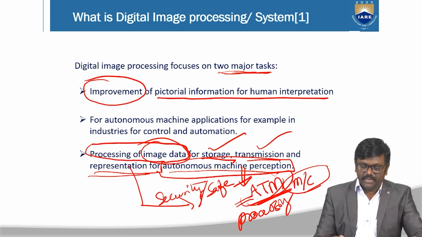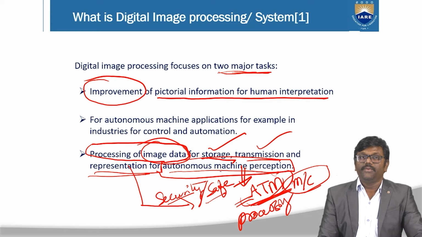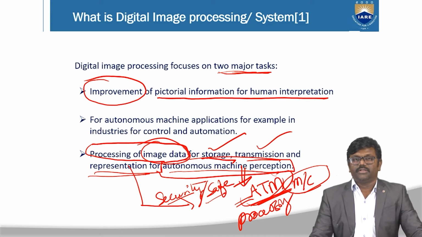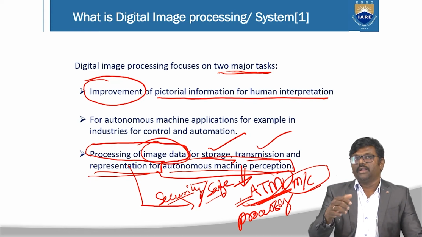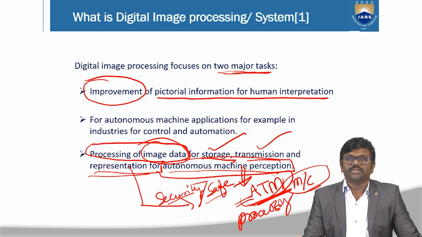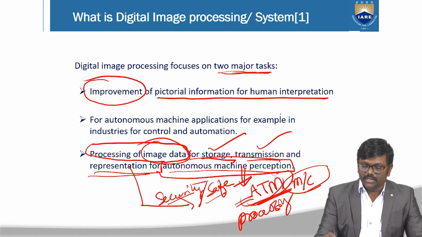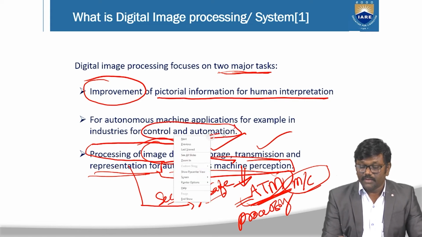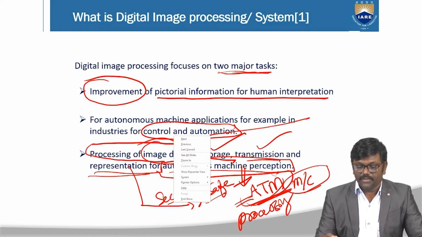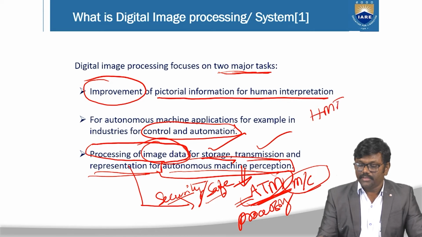So what we want to understand about security and safety is that the stored images will help you to process your ATM in future, by seeing your face or by taking the thumb impression, and you can interact with the machine. So the human machine interaction process, which we call HMI, is the best example of control and automation with the help of image processing.